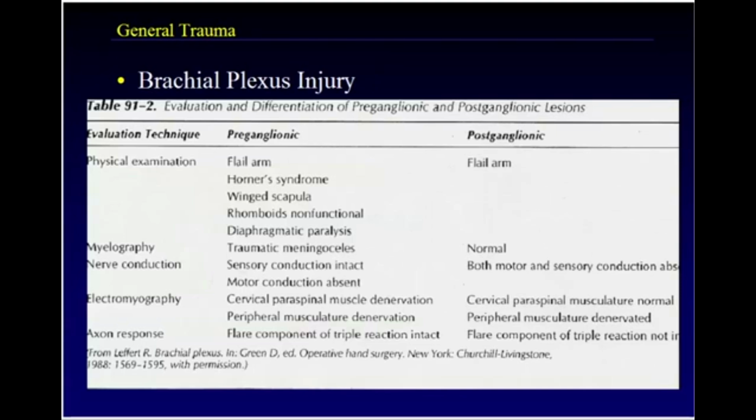And with the EMG, you can see a maintained innervation to the cervical paraspinals with a preganglionic lesion, but not with a postganglionic lesion.